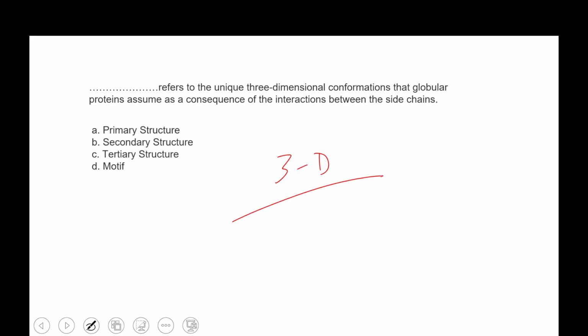Please say it again. Tertiary structure. Yes, the correct option will be the tertiary structure.